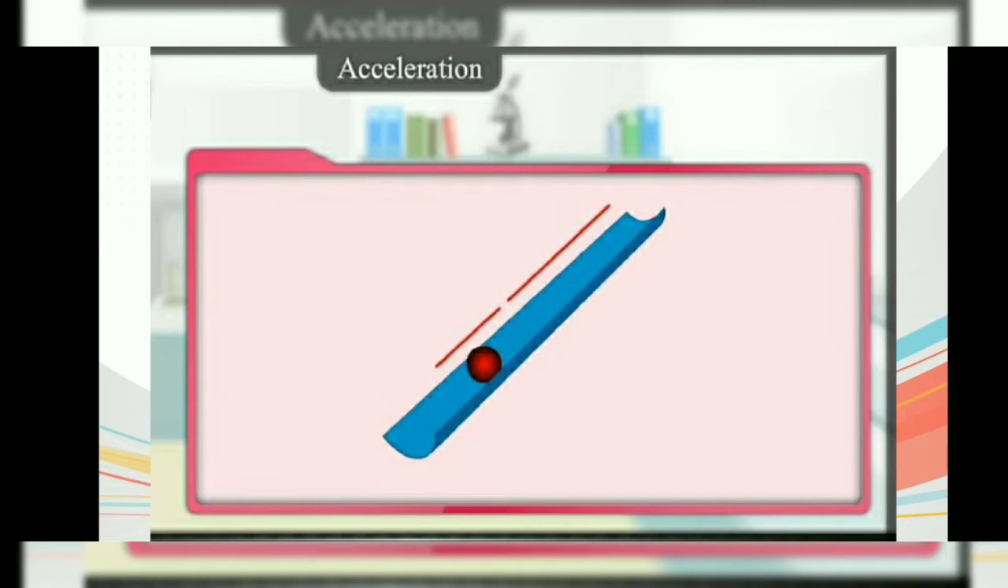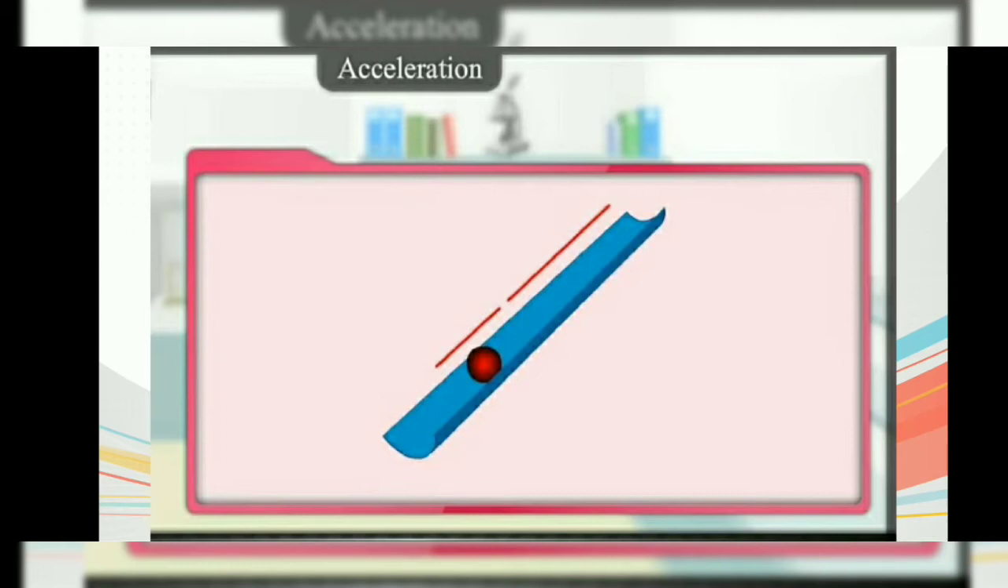Take a small ball and release it from the upper end of the channel. So what will happen then, children? The ball will come down, right, through that channel. So observe the velocity of the ball as it rolls down. Now is its velocity the same at all points, children? No, the velocity will not remain the same.